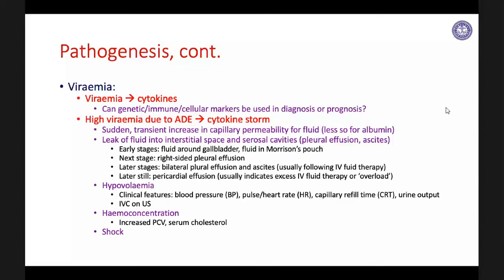Now, as I said, the higher viremia, which is caused by the antibody-dependent enhancement, gives rise to what's called a cytokine storm, because it's a huge amount of cytokine release because of the huge viremia. And that gives rise to a sudden but transient increase in capillary permeability for fluid and less so for albumin. So the fluid leaks out. Remember, this increase in capillary permeability is a functional increase. What that means is there is no structural change.